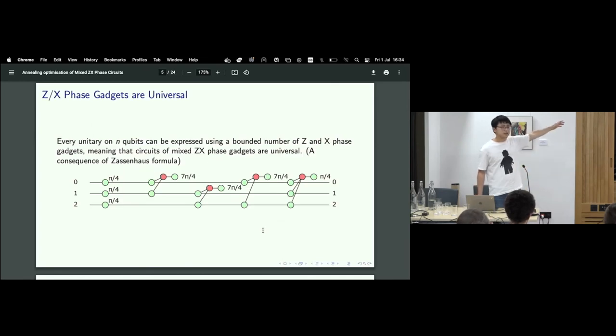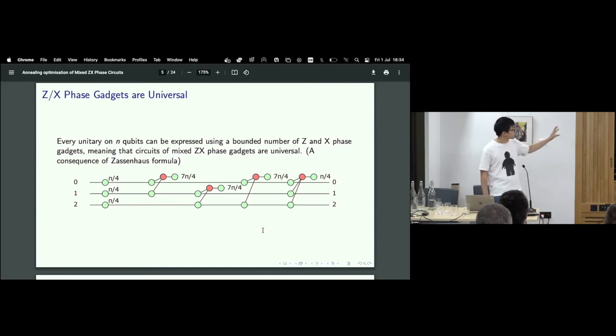So Z and X phase gadgets are universal. It turns out that for any kind of circuit, you can apply a generalized n-qubit Euler decomposition on these circuits. So any quantum circuit can be written as a sequence of these green and red phase gadgets. For example, this is how you write the controlled Z rotation.